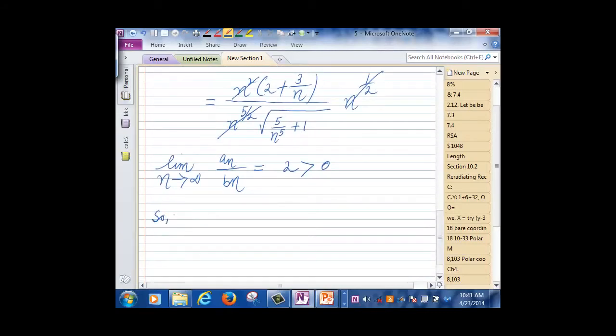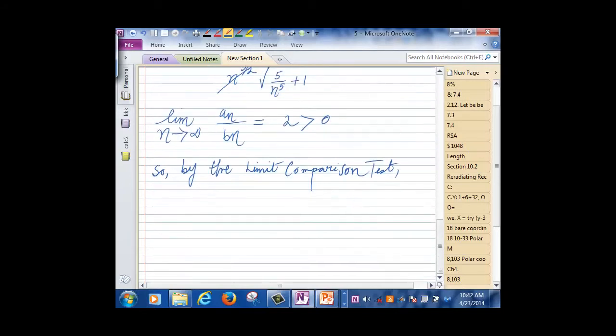So by the limit comparison test, the series of n squared plus 3n over 5 plus n to the 5 is divergent, since the series 1 over n to the half is divergent. Are we okay with what I said?